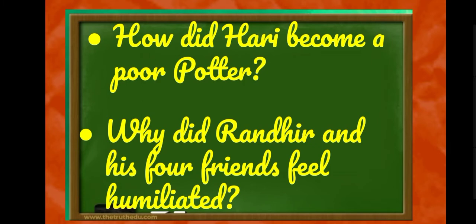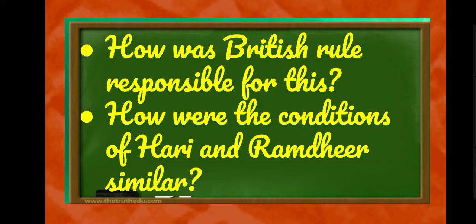Now, here are the questions written on the board. You need to answer these questions in your notebook. How did Hari become a poor porter? Why did Ramdhir and his friends feel humiliated? How was the British rule responsible for both the situations? How were the conditions of Hari and Ramdhir similar? Got it? After reading and writing the answers, you can match whether these answers are matching with mine or not.